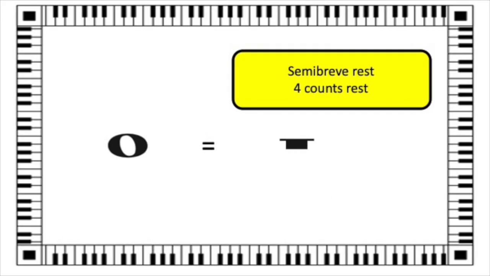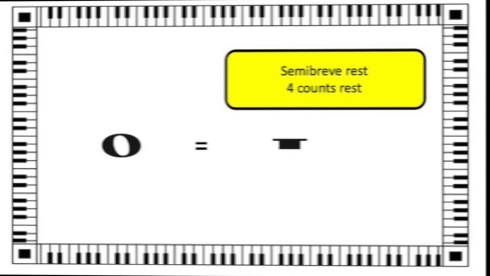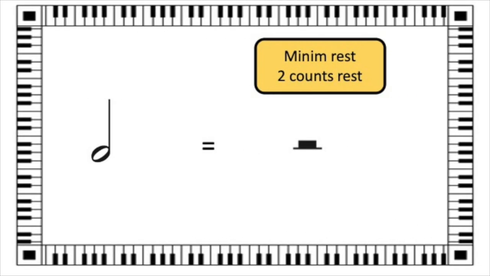Starting with the semibreve rest. A semibreve rest has 4 counts. So therefore, the music is not played for 4 counts. Next, the minim rest. A minim rest has 2 counts. And in this time, music is not played for 2 counts.